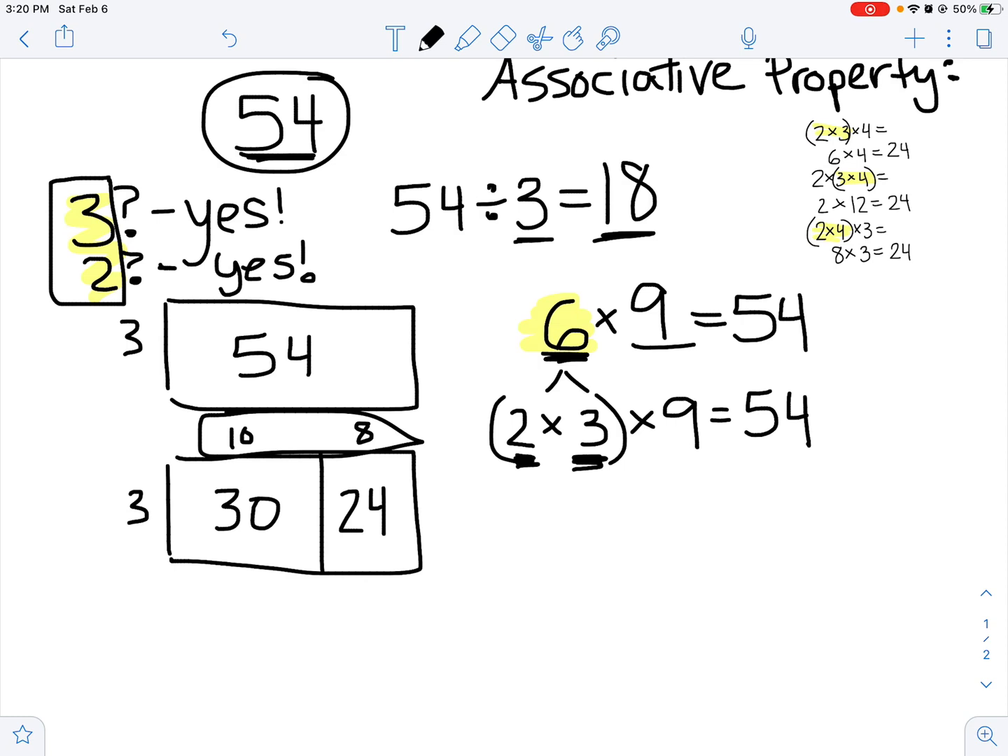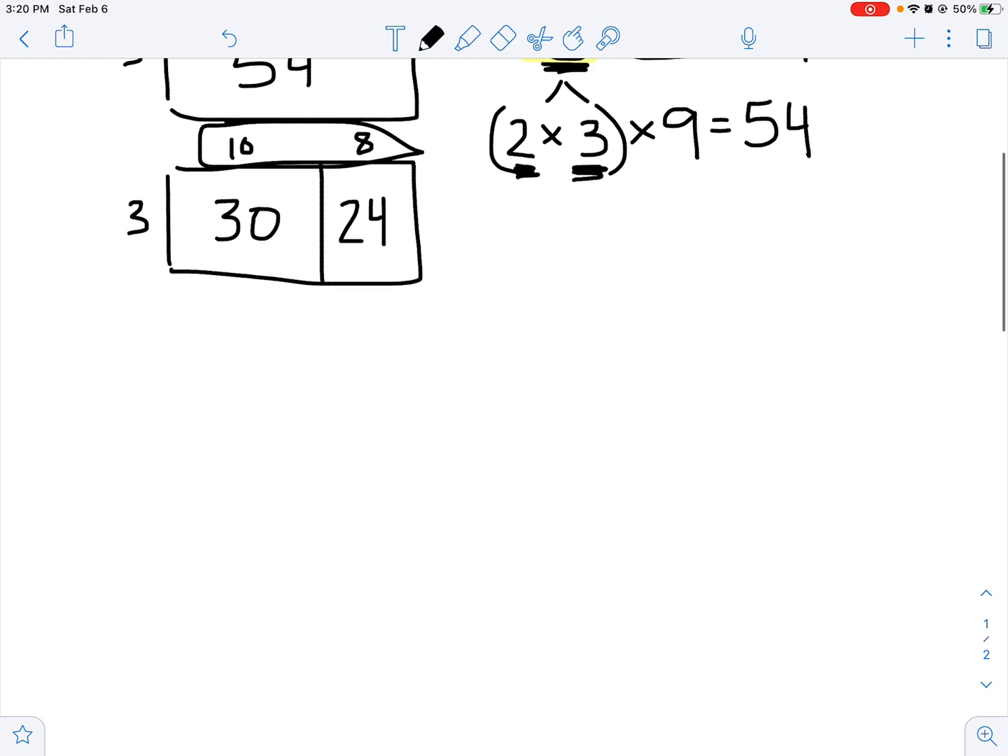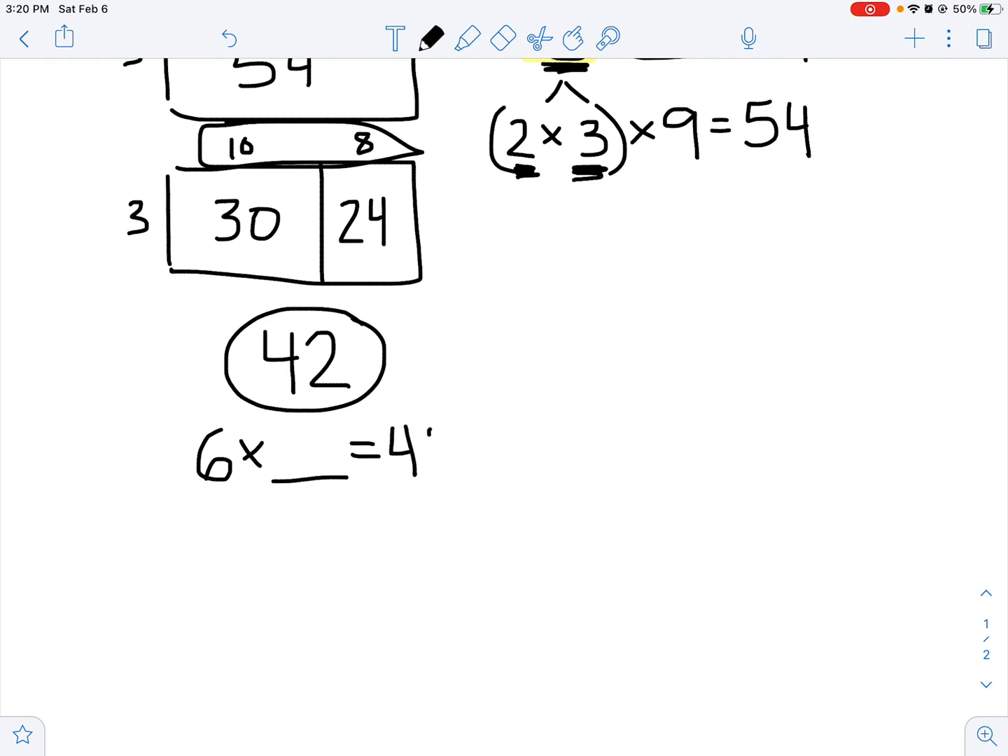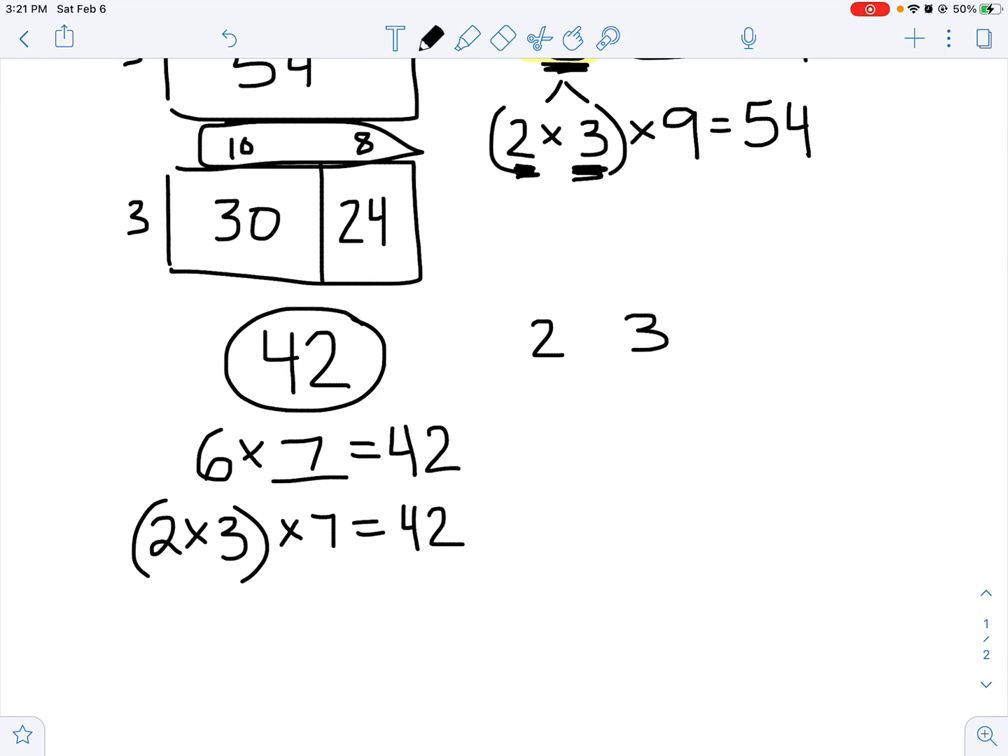Okay? Let's see. What about if we look at the number 42, and we're going to use the same sort of strategy. Here we go, 42. First of all, let's see if 6 is a factor of 42, okay? So 6 times what is 42? If you said 7, good job. So 6 times 7 is 42. If 6 times 7 is 42, do you think 2 and 3 are also factors of 42? Well, if we know 6 is the same as 2 times 3 times 7, then you know that both 2 and 3 are factors of 42.